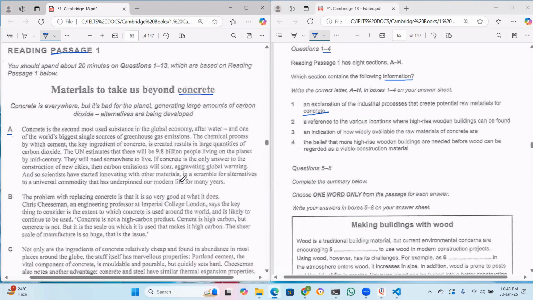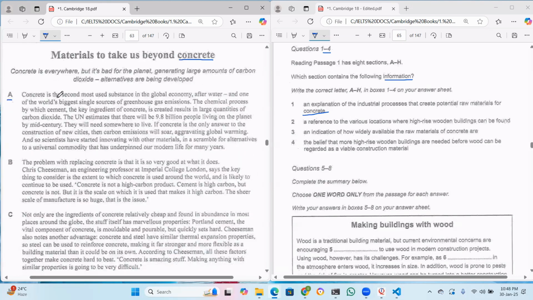Let's read paragraph A and see if it is matching with any of these questions. Concrete is the second most used substance in the world economy after water and one of the world's biggest single sources of greenhouse gas emissions. The chemical process by which cement, the key ingredient of concrete, is created results in large quantities of carbon dioxide. The UN estimates that there will be 9.8 billion people living on the planet by the mid-century. They will need somewhere to live. If concrete is the only answer to the construction of new cities, then carbon emissions will soar, aggravating global warming.